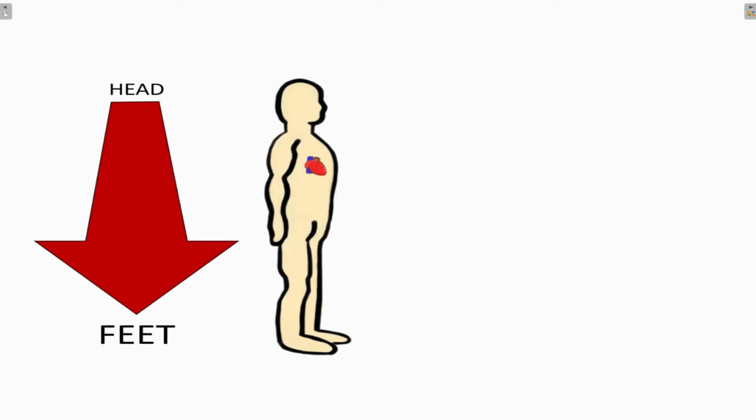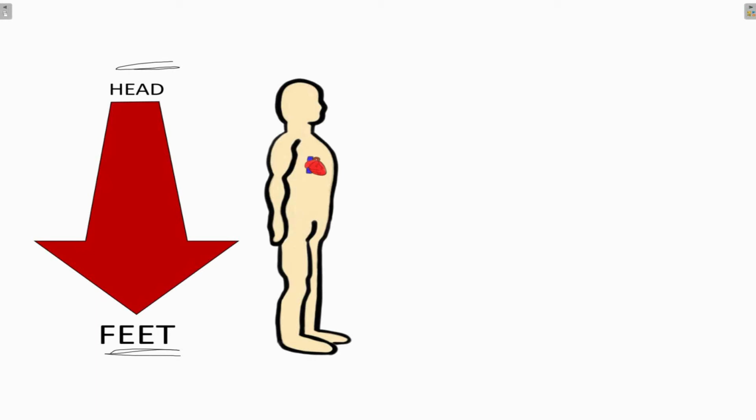Now let's look at if we stand up. If we stand up, gravity is pulling blood down from the head to your feet, and so the pressure is higher at the feet than it is at the head. So this creates a problem. Well, why does it create a problem?